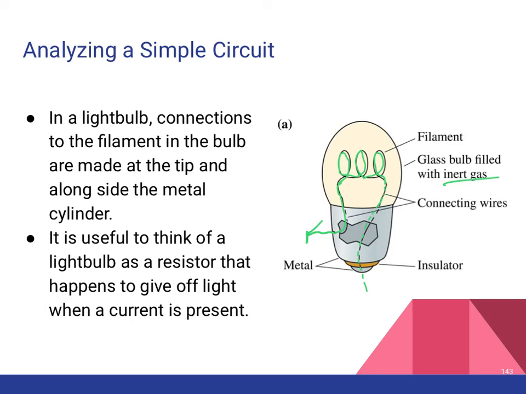So if you ever look at a light bulb, there's a connector on the bottom, but then you have to screw it in, and that connector on the side is what completes the circuit for that path. So that's our basic light bulb concept and how electrons flow through the light bulb.